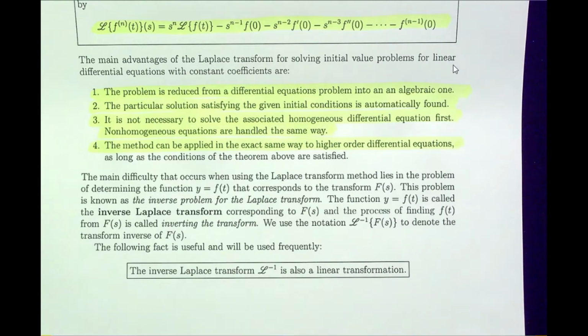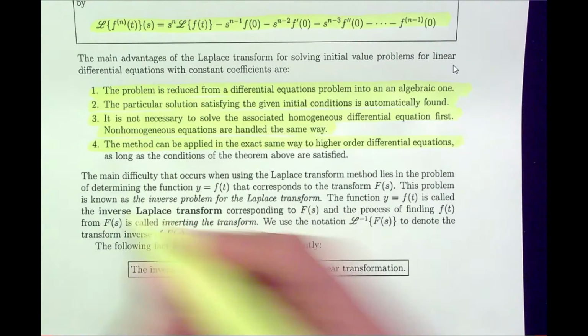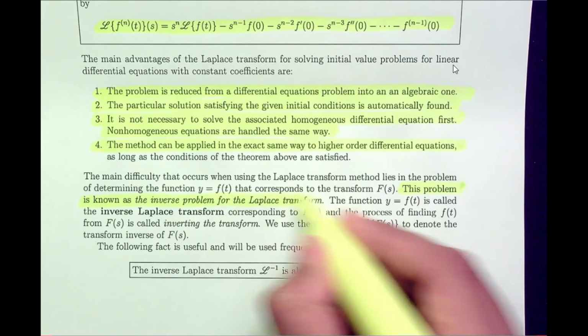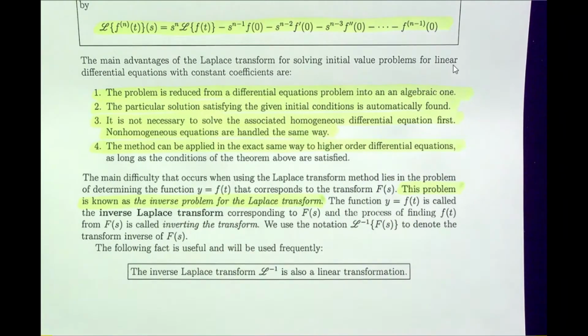So once you solve the algebra problem, you need to go back and translate it. You need to translate it back to a difficult interpretation, so you can tell me what the solution is. And that step is called inverting the Laplace transform. So this problem is known as finding the inverse, solving the inverse problem for the Laplace transform.